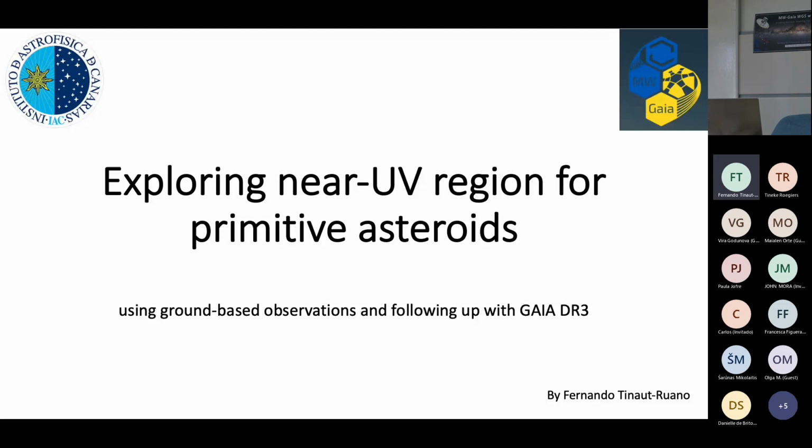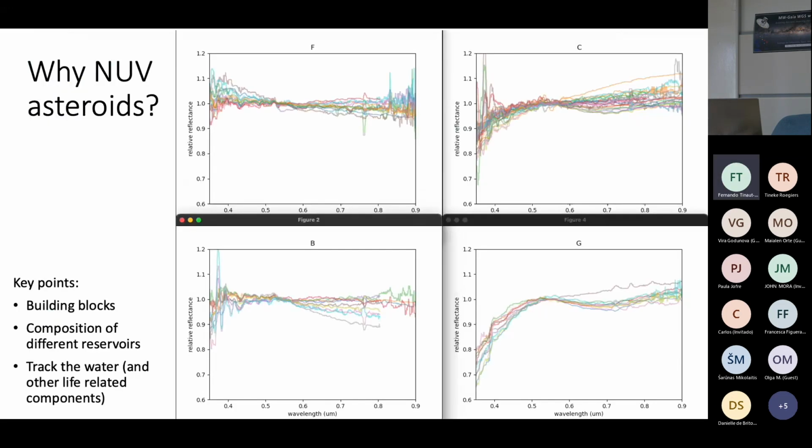But firstly, as there are not many people in asteroid science in this workshop, I'm going to explain a couple of things very fast, just to let you know. Firstly, primitive asteroids are the building blocks of our solar system. So studying their composition is the key to tracking water and organics and other components around our solar system.